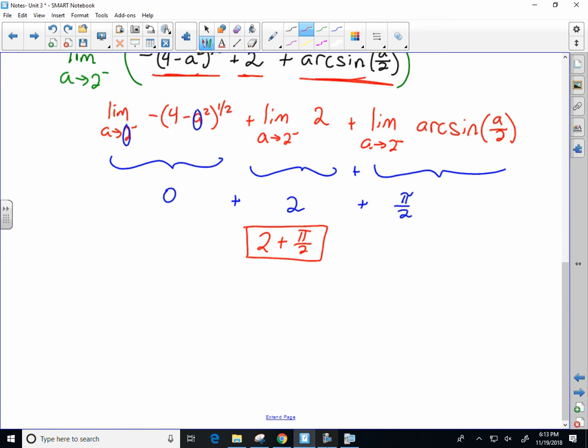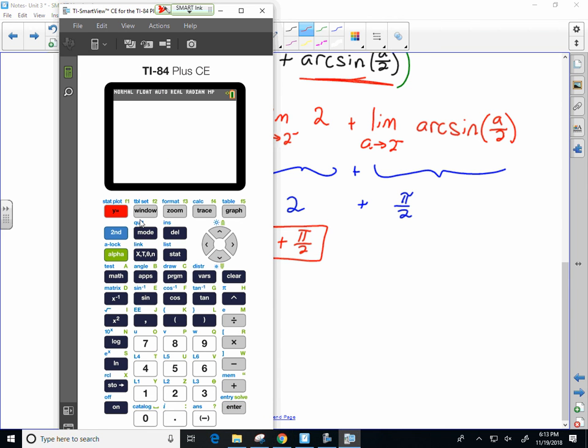Graphically, though, pop in your function, arc sine of x over 2. Do a zoom trig, zoom 7. See where it's going as you approach 2 from the left-hand side. Because you can't approach it from the right because it's outside of the domain. But as you approach from the left, it does appear to be increasing. It seems to be cut off here.